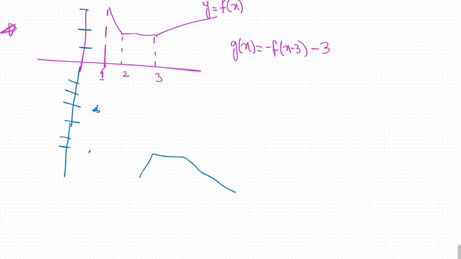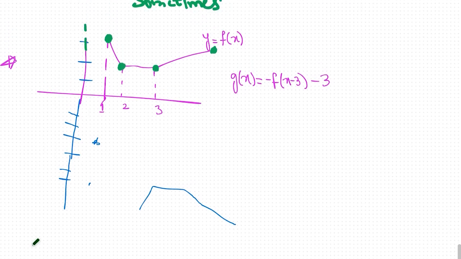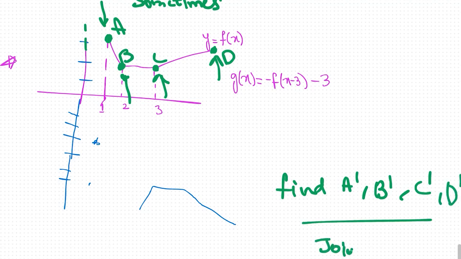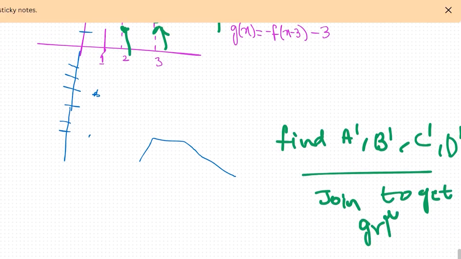The shortcut is actually you mark these critical points. These are the sharp edges. Let's say you consider these 4 points, and you should just perform the translation for those points, and then join those points. So you can just mark A, B, C, D, find A prime, B prime, C prime, D prime, and join them to get the graph. So instead of focusing on the entire graph, it's like that.